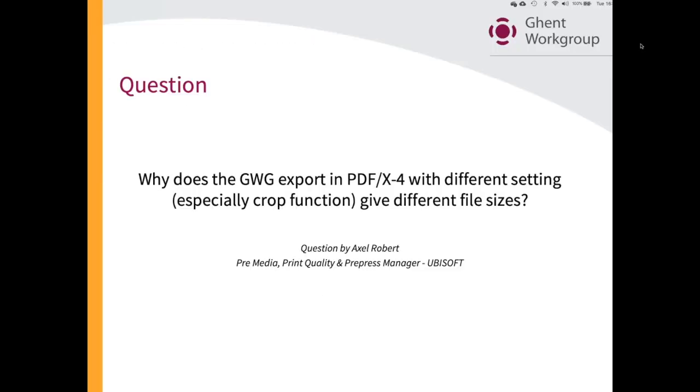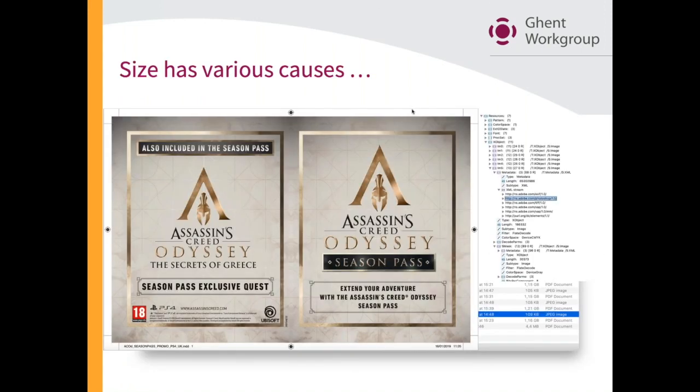That was a question from Axel Robert from Ubisoft, and the issue he had is when he exported a file using the Gantt workgroup export settings as a PDF X4 file, he got files with a size of 1 GB, and when he exported this very same file using the Gantt workgroup PDF X1A export setting, he was down to 4 MB. So there was a dramatic difference, and he asked what is the cause of the issue?